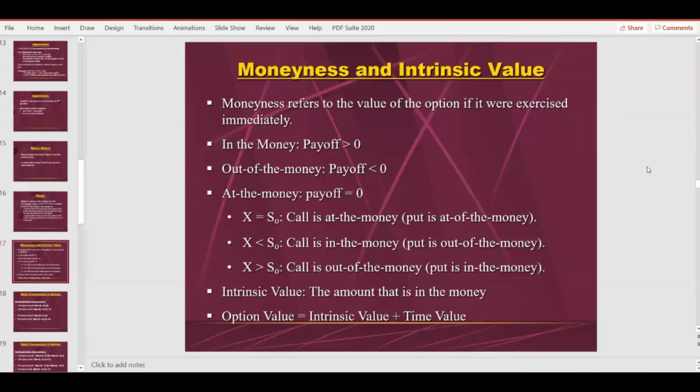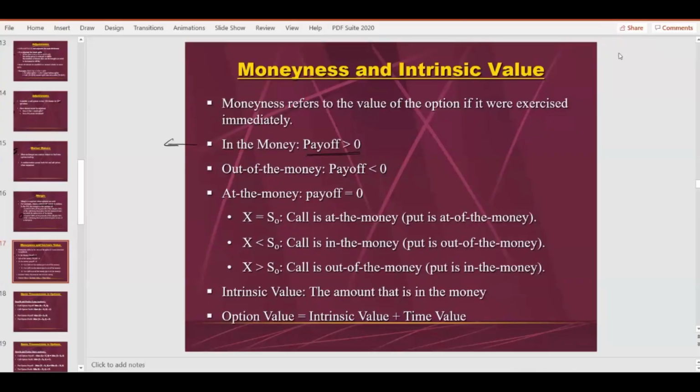Okay, so in the following slide, I'm going to cover the moneyness and the intrinsic value of an option: how to determine whether an option is at the money, in the money, or out of the money. Mainly, moneyness refers to the value of the option if it were exercised immediately. So if the option is exercised immediately and the payoff is positive, this means exercising the option will result in a profit. The option is said to be in the money.